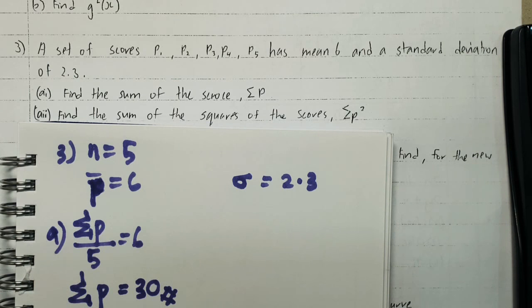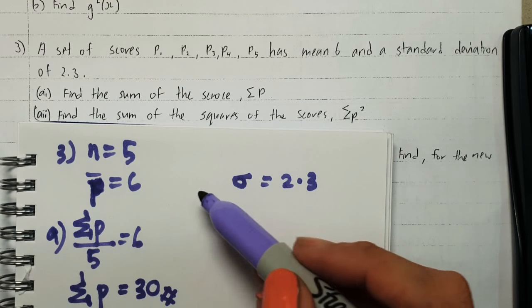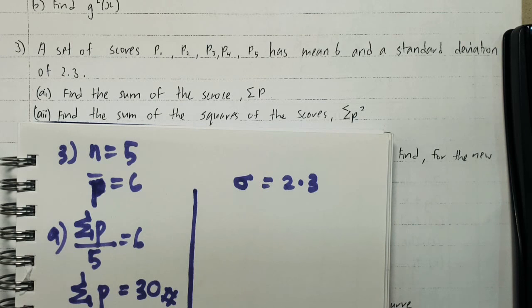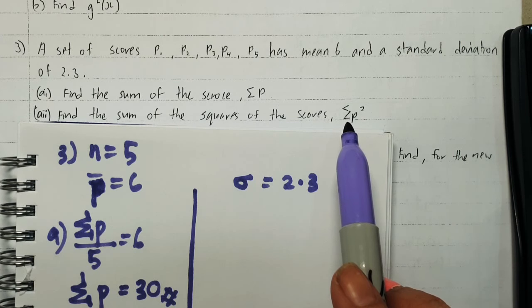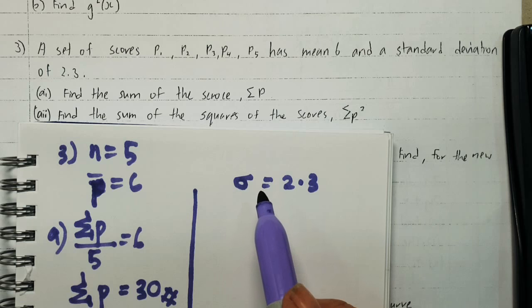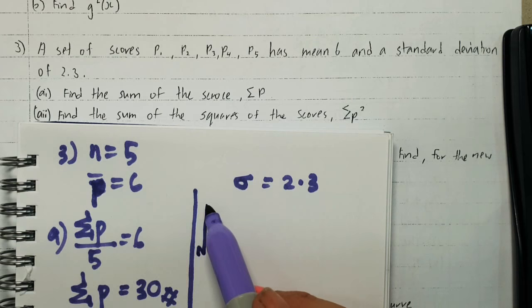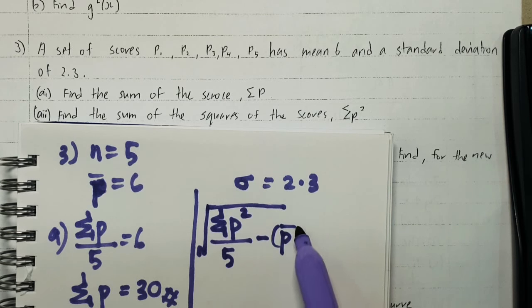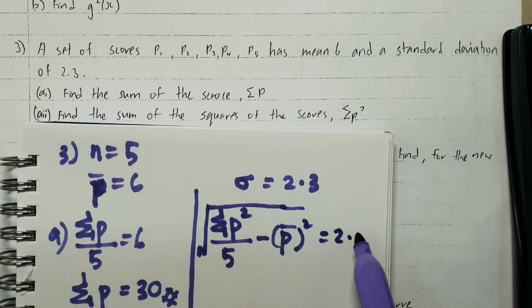Next, find the sum of the square of the score. For this one, we have to use the information of our standard deviation, because only the standard deviation or the variance involves the formula that uses the sum of the square of the data. So how do we find the standard deviation in the first place? It is the square root of the sum of the data squared divided by n, in this case 5, minus the square of the mean. That equals 2.3.